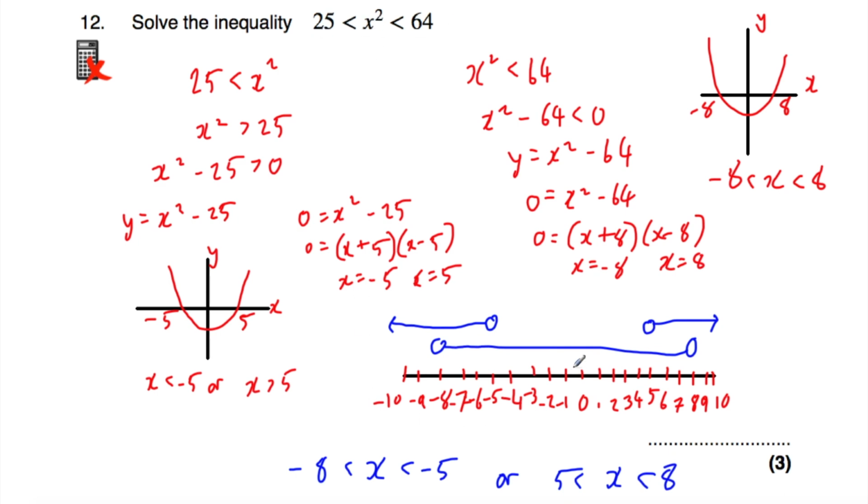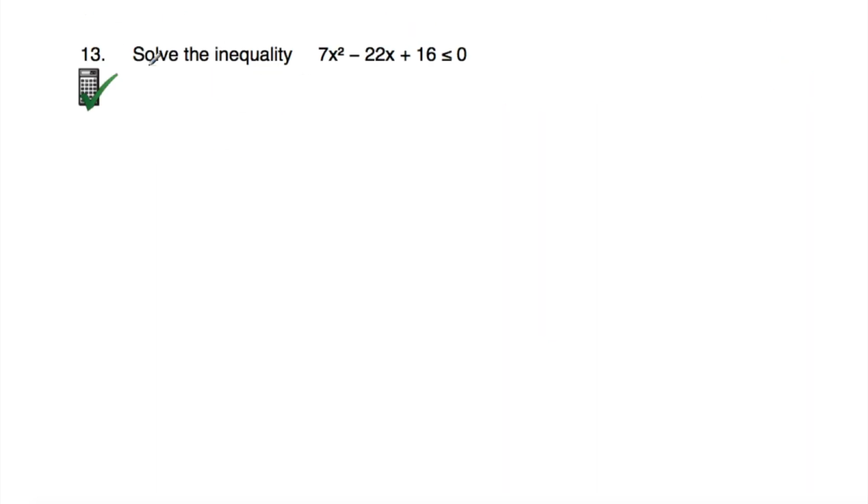So there are solutions. Okay, let's have a look at our next question, question number 13. It says, solve the inequality 7x squared minus 22x plus 16 is less than or equal to 0. This is actually quite nice because we've got a 0 here. So let's sketch the graph of y equals 7x squared minus 22x plus 16.